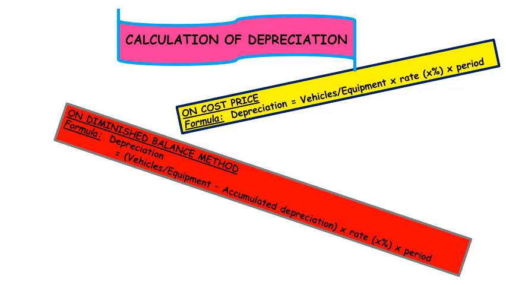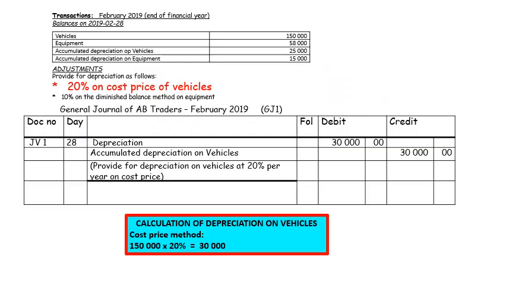On the diminished balance, the calculation for depreciation is going to be, you first need to take your asset, which can be vehicles or equipment, and then you minus all the previous depreciation on that asset. The diminished balance means you are diminishing the cost price or the balance of your asset, then again times the depreciation rate times the period. So those are the two formulas, right?